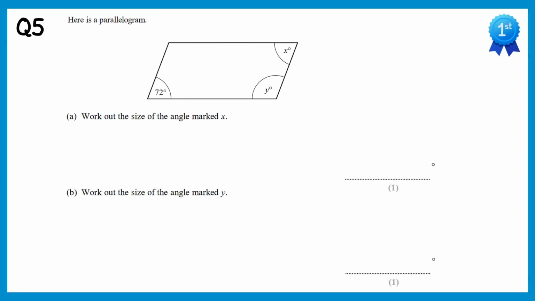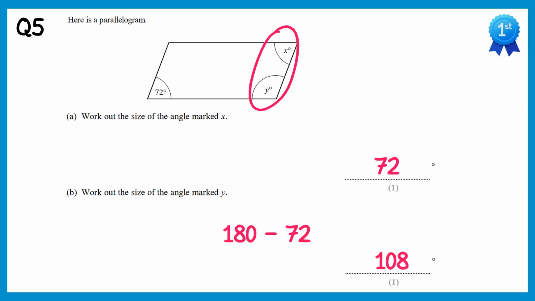For this question, we need to find the angles x and y. We're told the shape is a parallelogram. Opposite angles in a parallelogram are equal. Since the x is opposite the 72, the x must be equal to 72. Then for part B, angles that are next to each other in a parallelogram add up to 180. So these two angles here add up to 180. We know x is 72 now, so we can do 180 take away 72, which gets you 108.